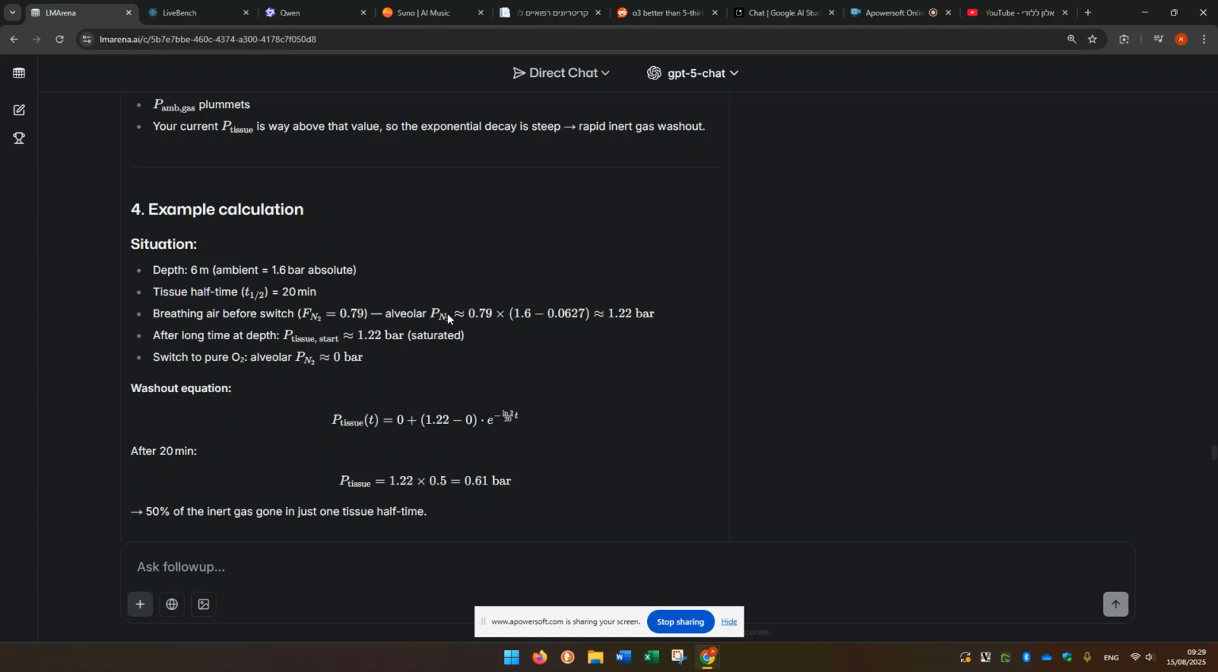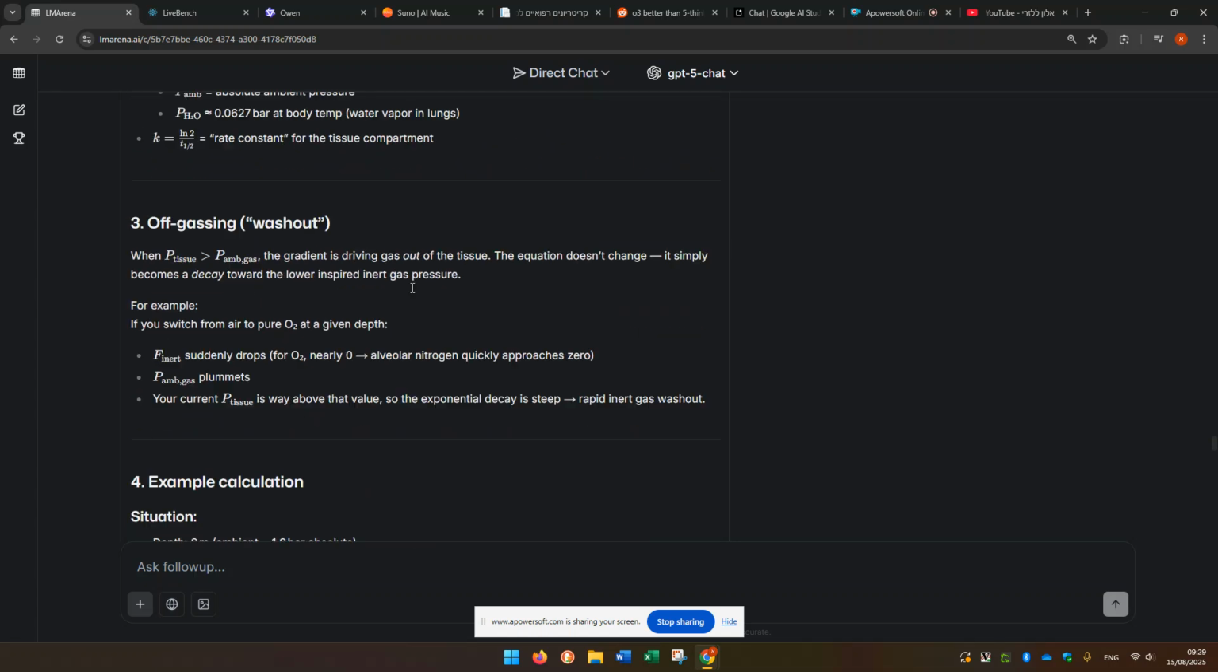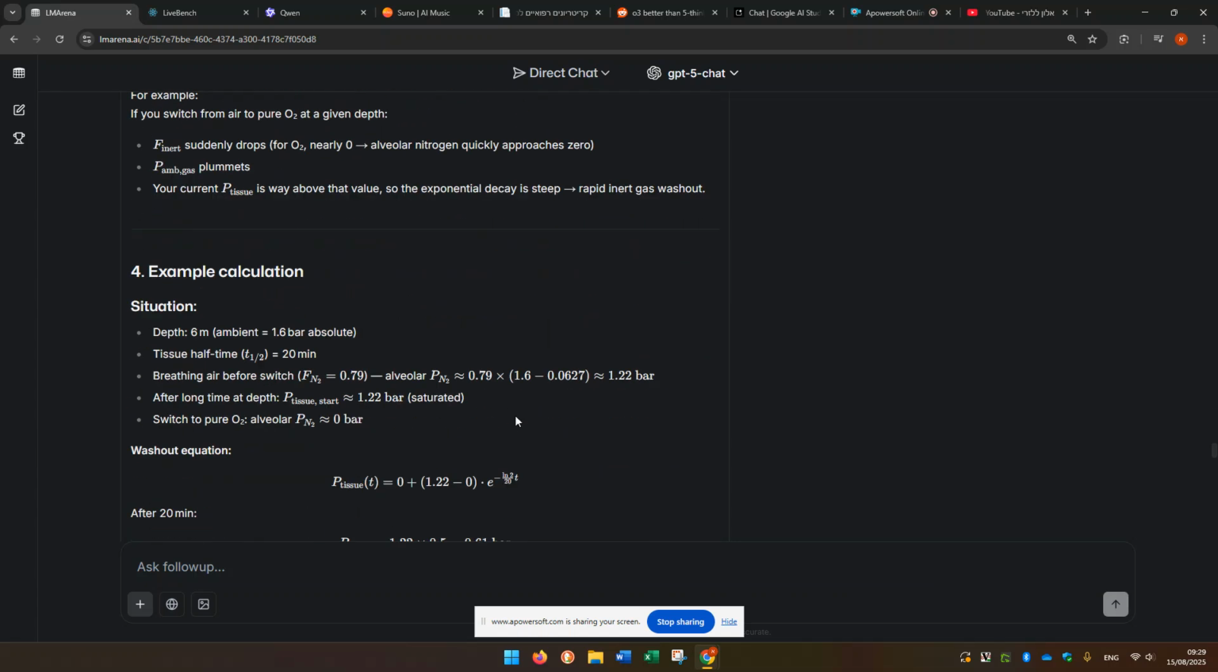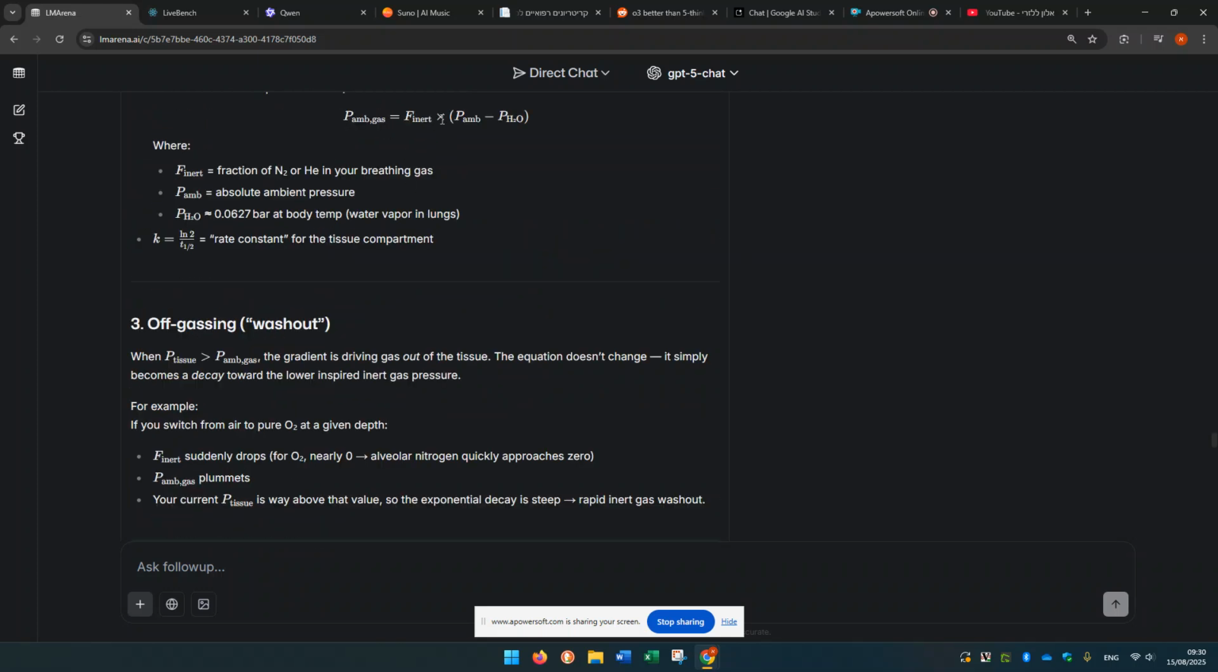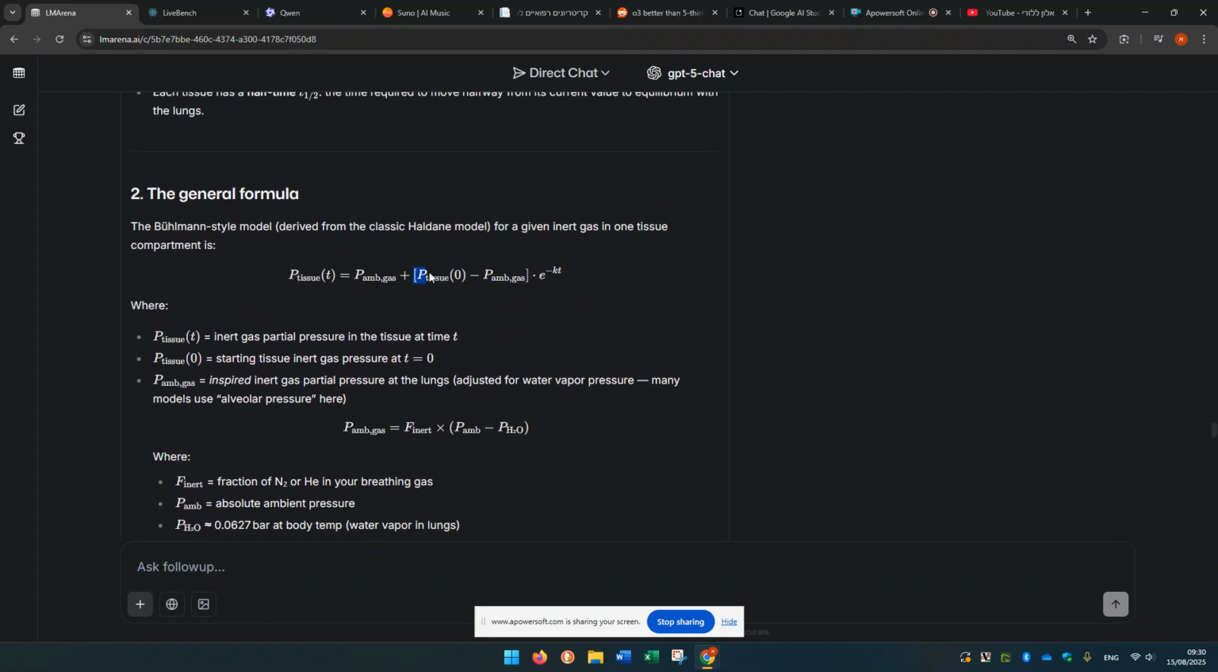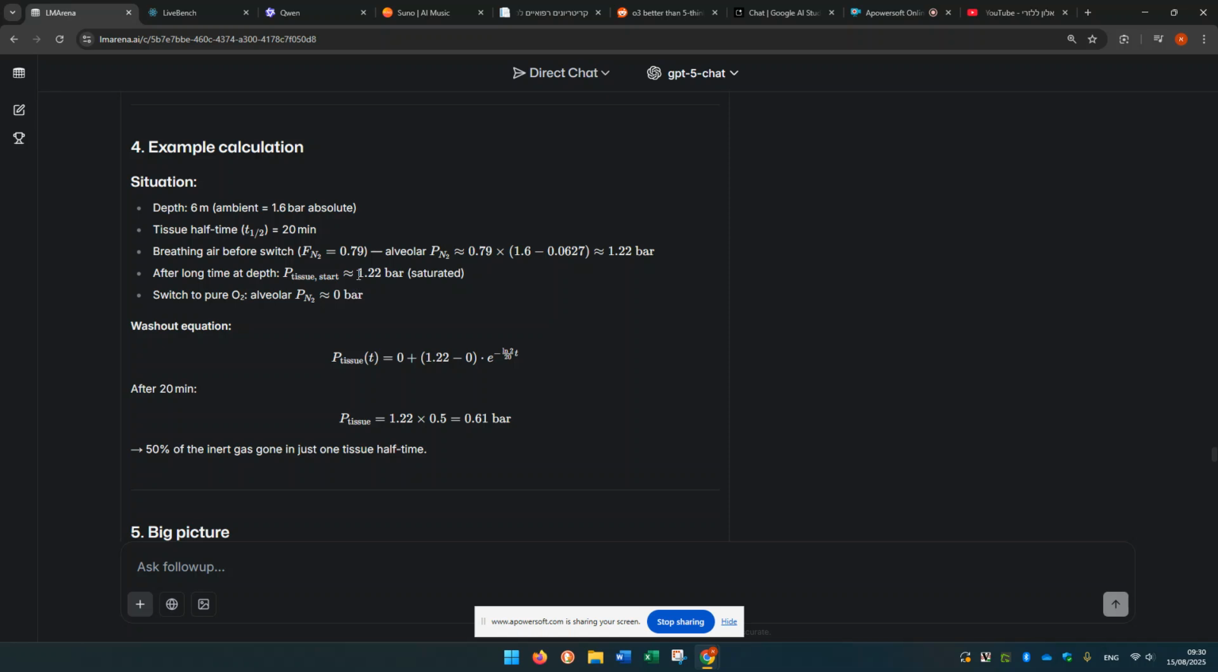before switching. So you can see that the pressure of the ambient gas is like this. After a long time, we get to the partial pressure of the tissue at the start, namely PT0, which would be 1.22 bar. Let's say that bar is like an atmosphere for our case.